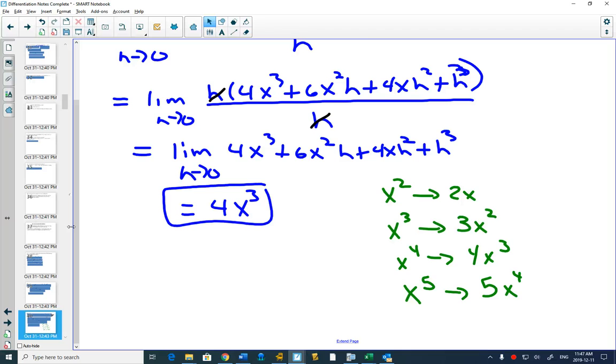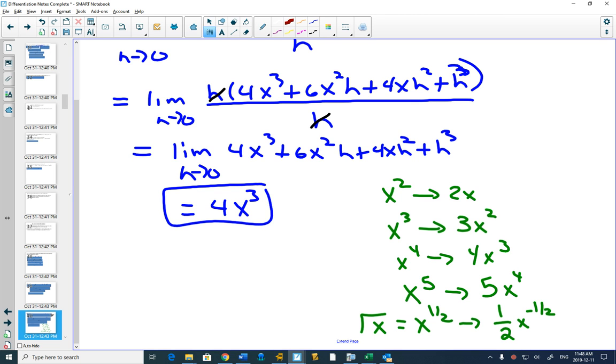Whew. What about the square root of x? 1/2 is an exponent. That exponent would come out in front, and you'd subtract 1 from the exponent, and sure enough, it works for square roots as well. Now, how do you start to recognize these things? After doing a bunch of derivatives using the derivative formula, you go, hey, wait a minute. There seems to be a pattern here.